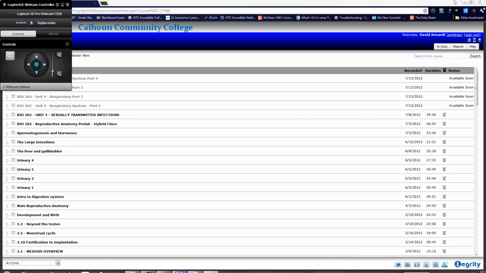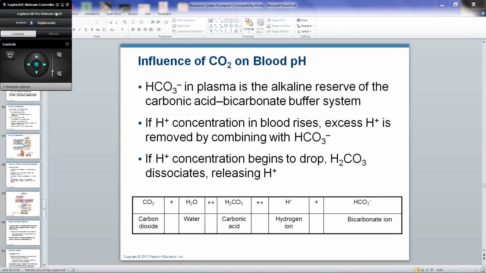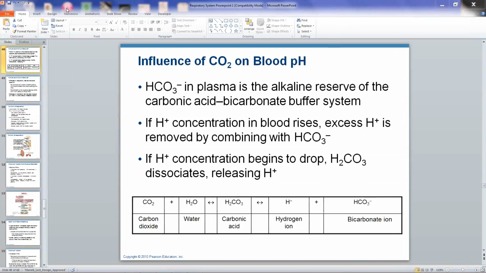All right, we're going to continue our respiratory system story here. When we left off, we had just been talking about how oxygen gas and carbon dioxide are transported within the blood, and then how they get exchanged between the blood and tissues, and then the blood and the air inside the alveoli in your lungs.